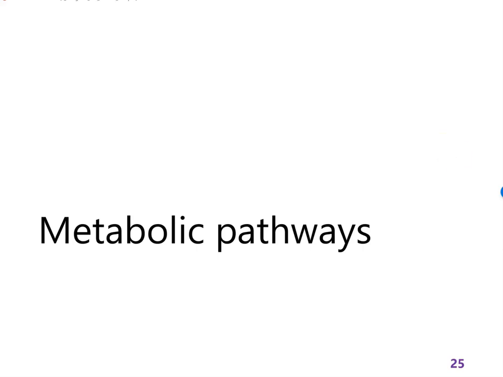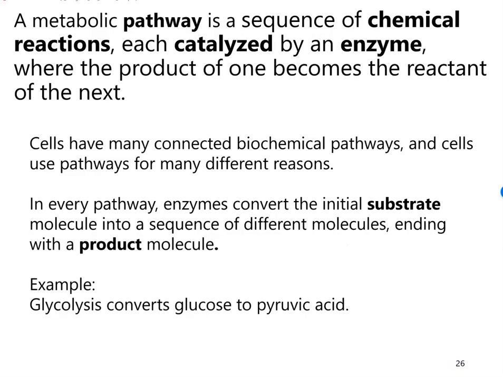And we get into metabolic pathways. So a metabolic pathway is a sequence of reactions where the product of one reaction becomes a reactant of the next reaction. And cells use these sequences of reactions whenever it makes sense to do the same sequence of reactions over and over again. Cells will have many interconnected pathways that they can use for different reasons. But in every case, enzymes are going to convert an initial molecule, a substrate, into a bunch of other molecules, and eventually what we call a product molecule.